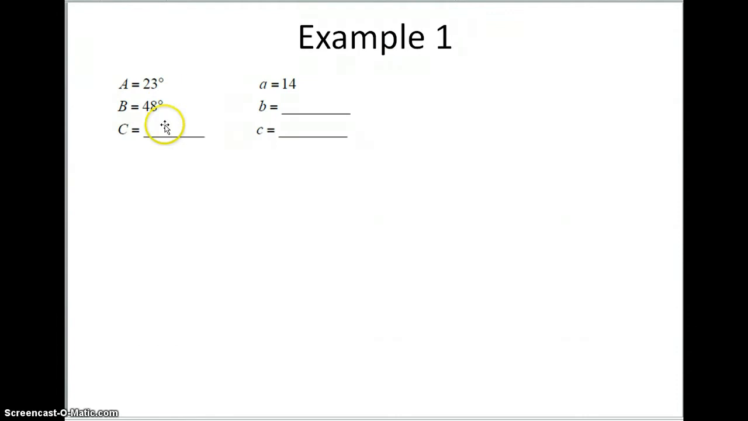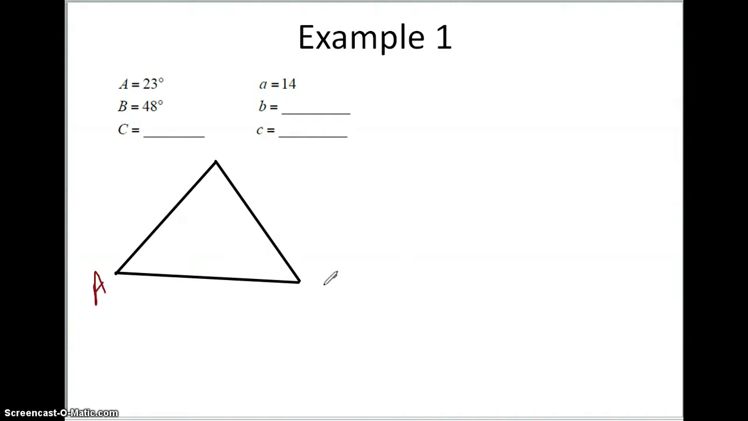So here's our first example. Let's draw this triangle out just to get an idea of what this looks like. I like to just draw a generic triangle like this all the time. I'm going to label this side A, side B, angle A, angle B, angle C. And remember that the side across from the angle is the side. So this would be little c.